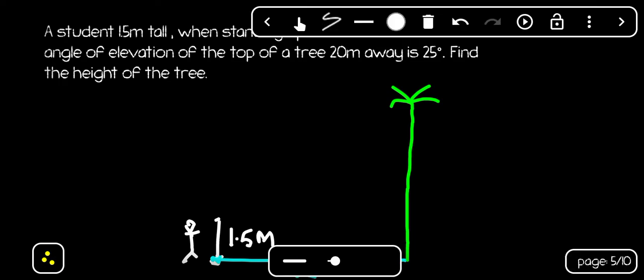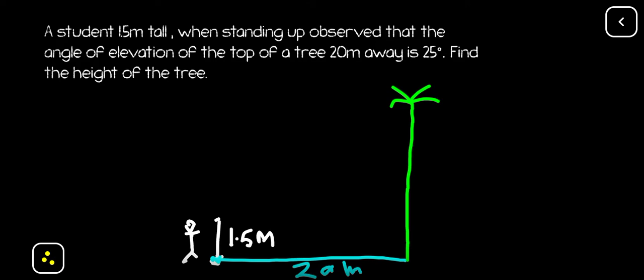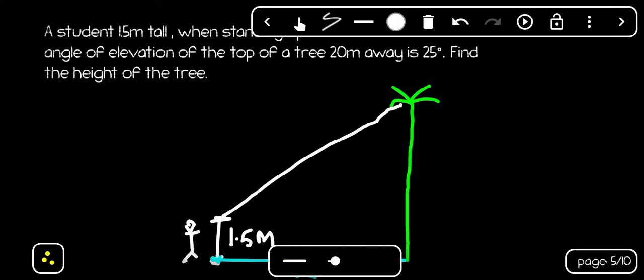You understand what I said there? The question is, a student is 1.5 meters tall, right? And when he stands up, he observed that the angle of elevation of the top of a tree 20 meters away is 25 degrees. So from this point here, he's able to observe, because this is obviously his eye point, that from his height or eye point, the tree is 25 degrees in terms of elevation.